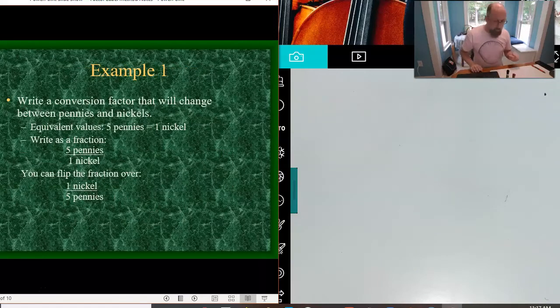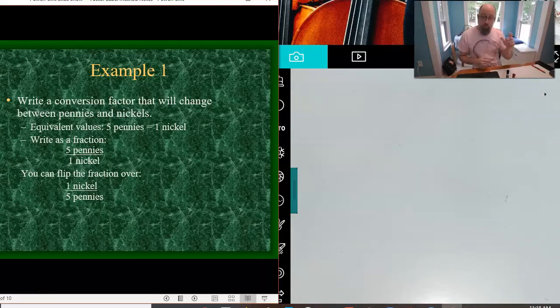All right, so let's do an example here. This one's on the screen, and then we're going to work a few on the whiteboard as well as we go through these notes. We're going to write a conversion factor to convert between pennies and nickels. The equivalent values, as you know, 5 pennies are equivalent to 1 nickel. And so I can write that as a fraction. So I put 5 pennies over 1 nickel. That's one way to write this conversion factor. It's just as valid if I flip it over. 1 nickel is equivalent to 5 pennies.